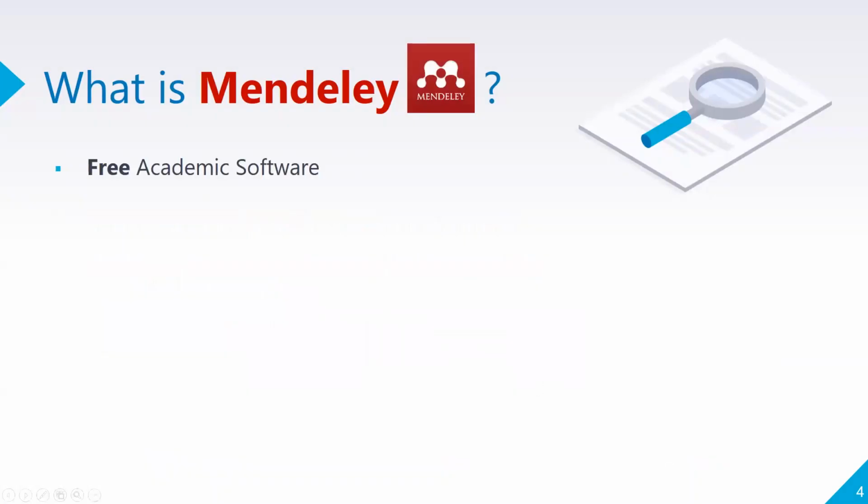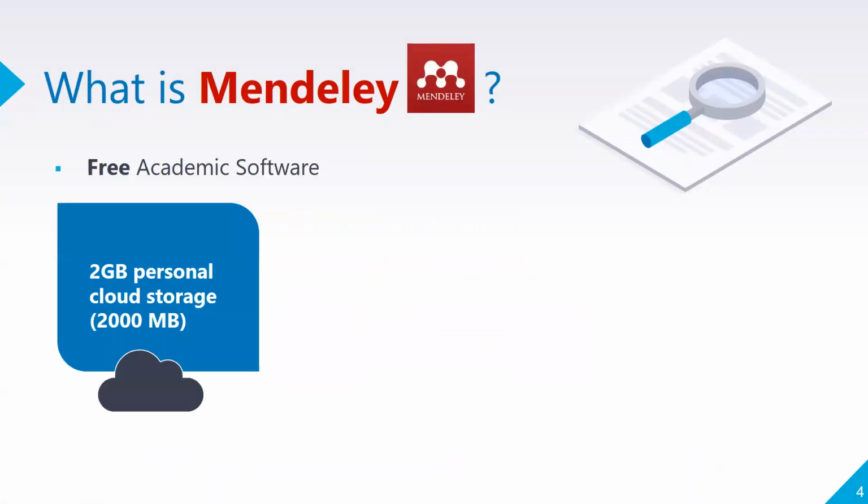So what is free about Mendeley? So Mendeley has 2 GB personal cloud storage. This is the free version. So 2 GB is around 2,000 megabytes. So I checked that for the PDF file, usually is less than 2 megabytes. So you can have 1,000 PDF files. So I am sure the free version would be enough for you to use.